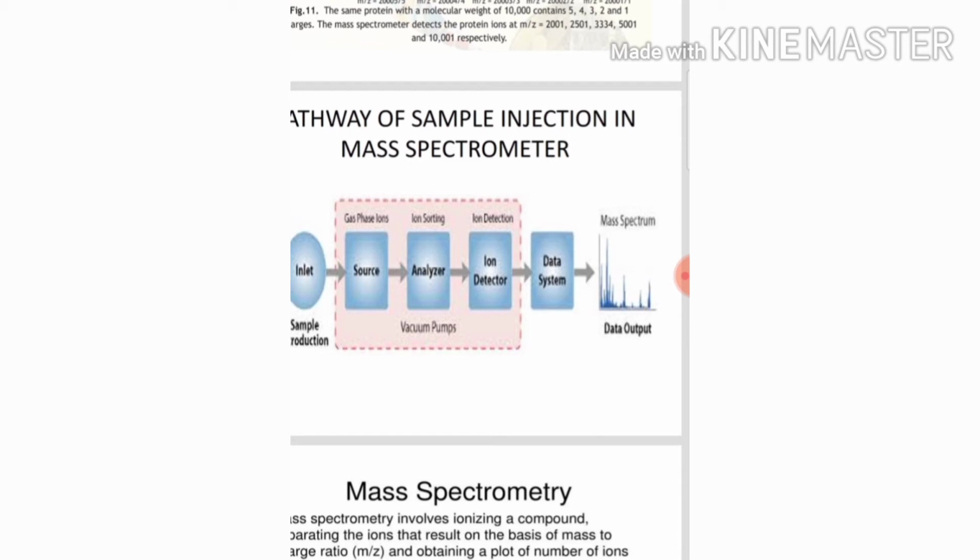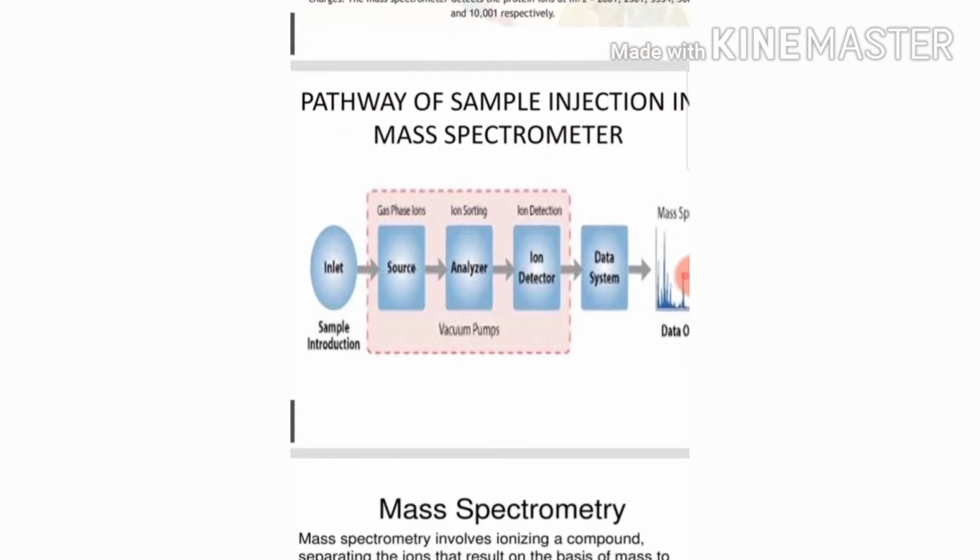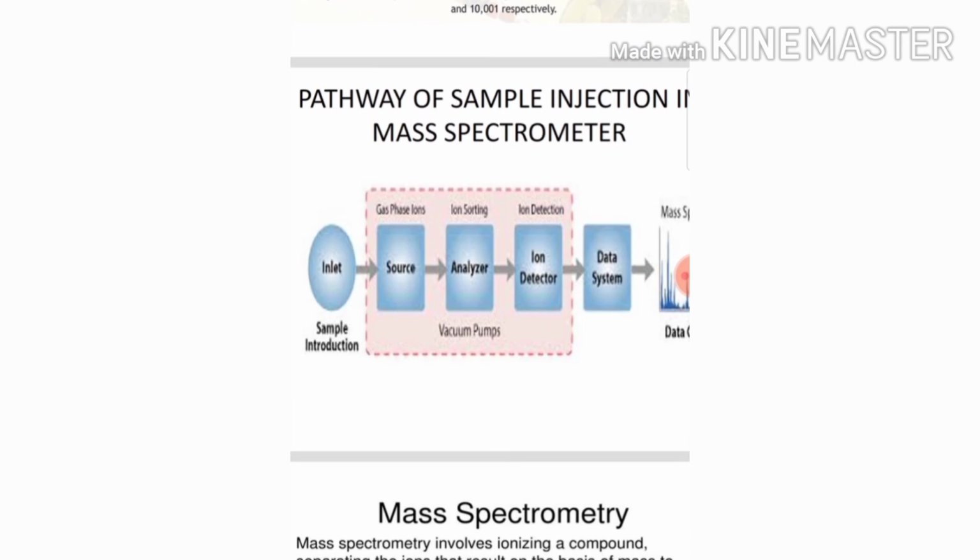Before putting the sample in the mass spectrometer, it must be smaller in size. Means before that we do HPLC chromatography, and before the HPLC chromatography we do 2D gel electrophoresis, so that a small fragmented form of the protein can be ionized. Otherwise it will not detect the different ionic forms with proper accuracy.